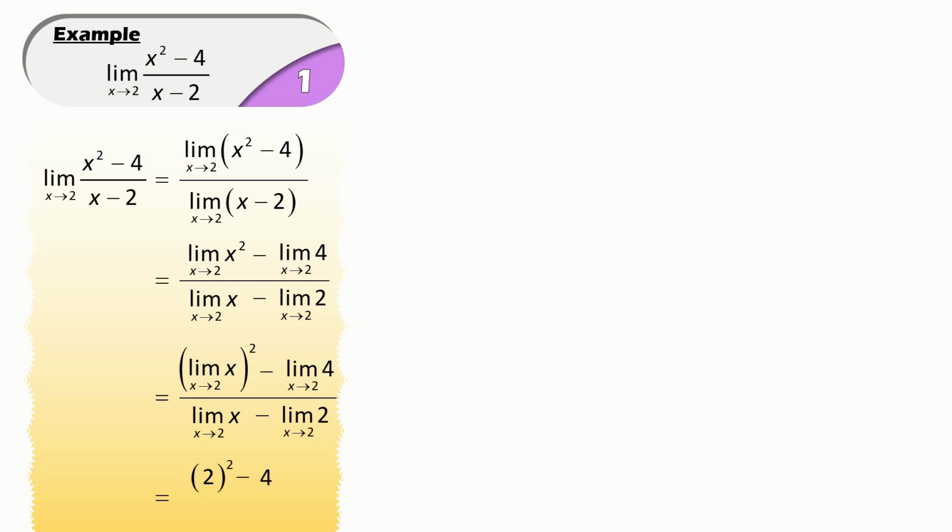Using constant property, over the limit of x as x approaches 2 is 2. Using identity property, also subtracted it to the limit of 2 as x approaches 2, which is 2. Using the constant property. Simplify. Square of 2 is 4. Let's rewrite the remaining terms.